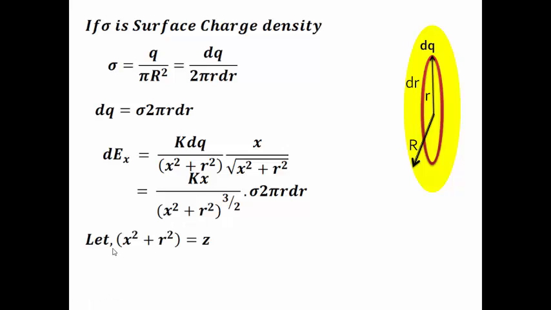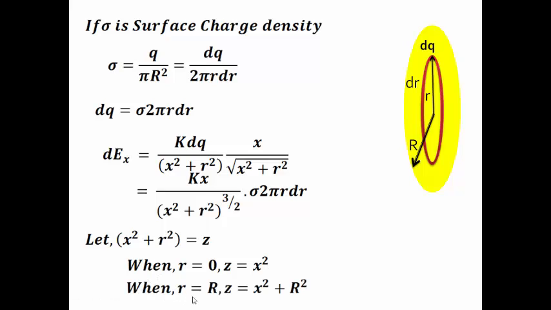Therefore, let us assume that x square plus r square equals z. So, when r equals 0, that is at the center of the disk, z will be equals to x square, and when r equals capital R at the edge of the disk, z will be equals to x square plus capital R square. Also, when differentiating, dz will be equals to 2r dr, since the distance from the center of the disk x is constant. So the final expression for dEx becomes pi sigma kx upon z raised to 3 by 2 into dz.